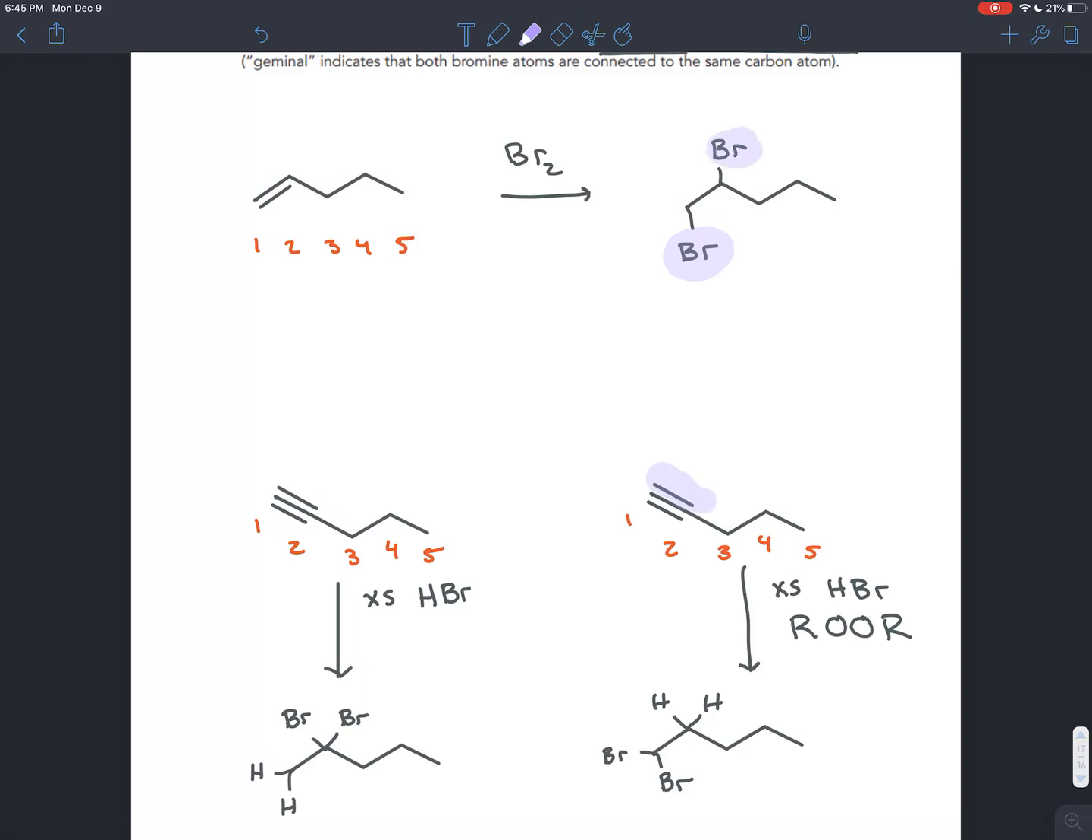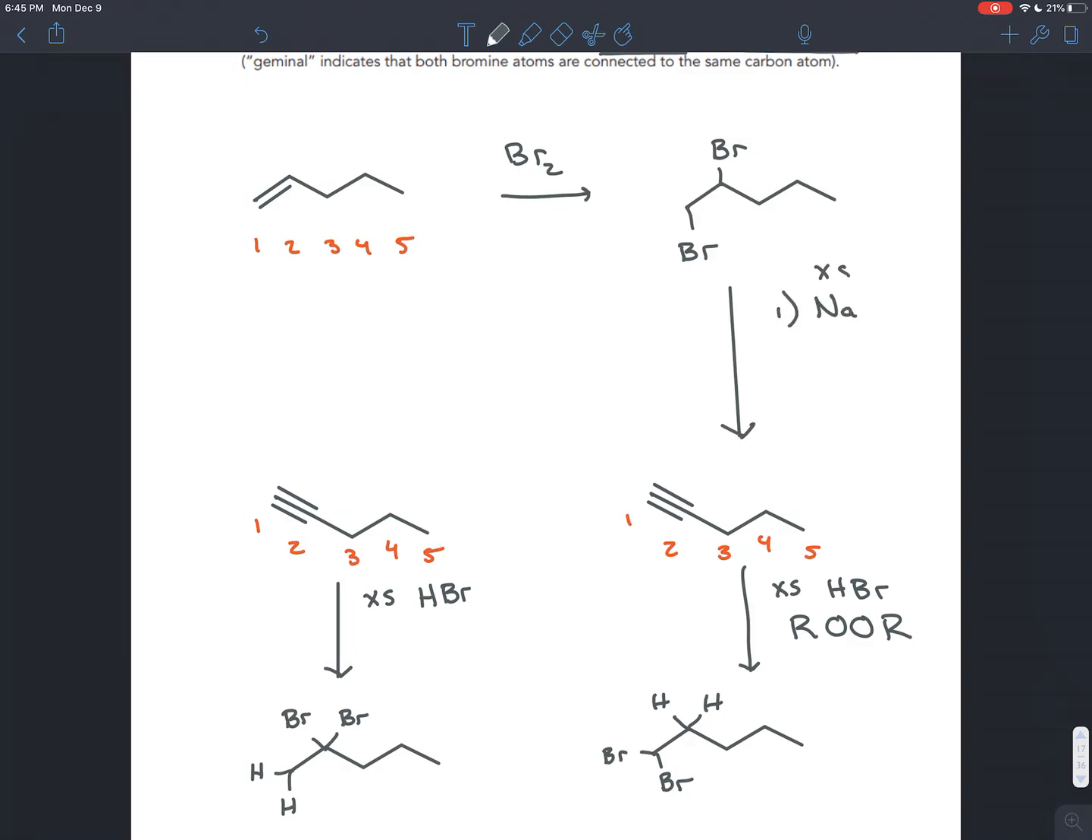So one bromine leaving will give you one pi bond, the other bromine leaving would give you the other pi bond. And so you'd want to add Br2 instead of HBr when you're turning an alkene into an alkyne.